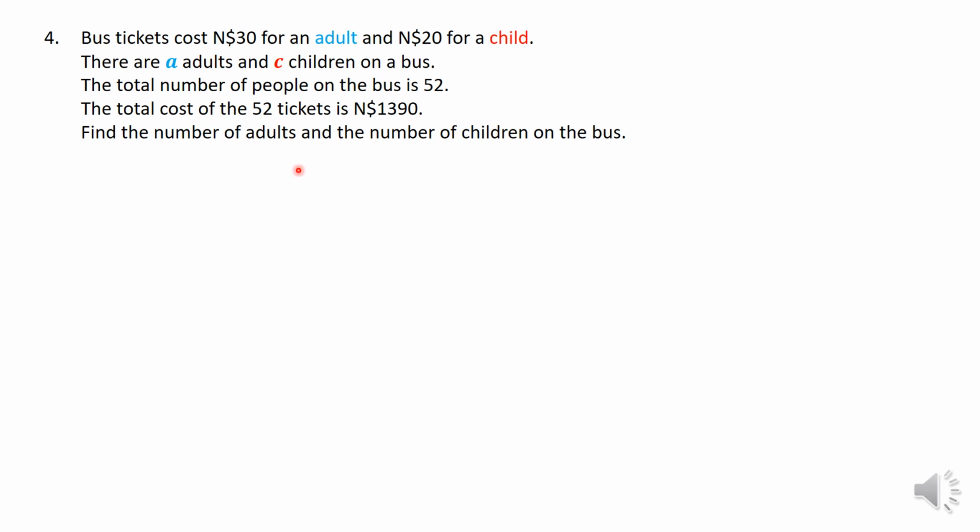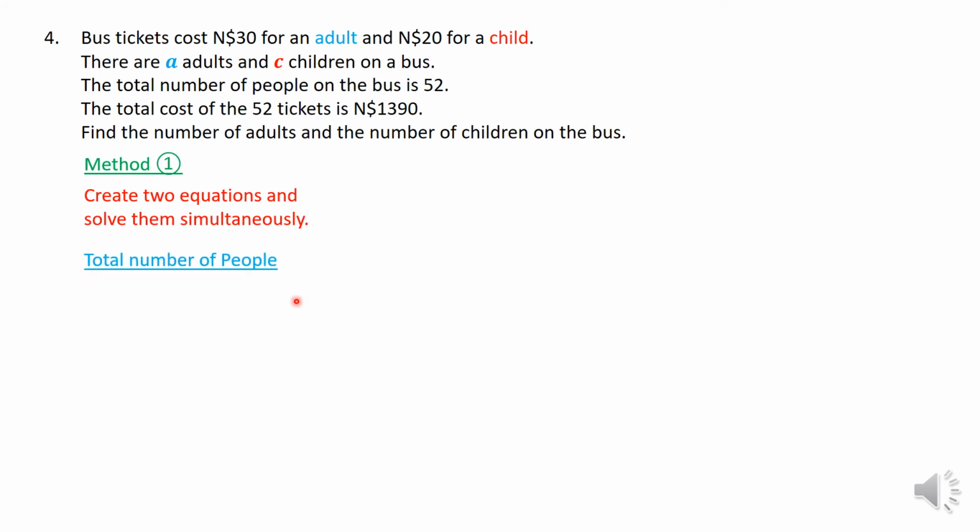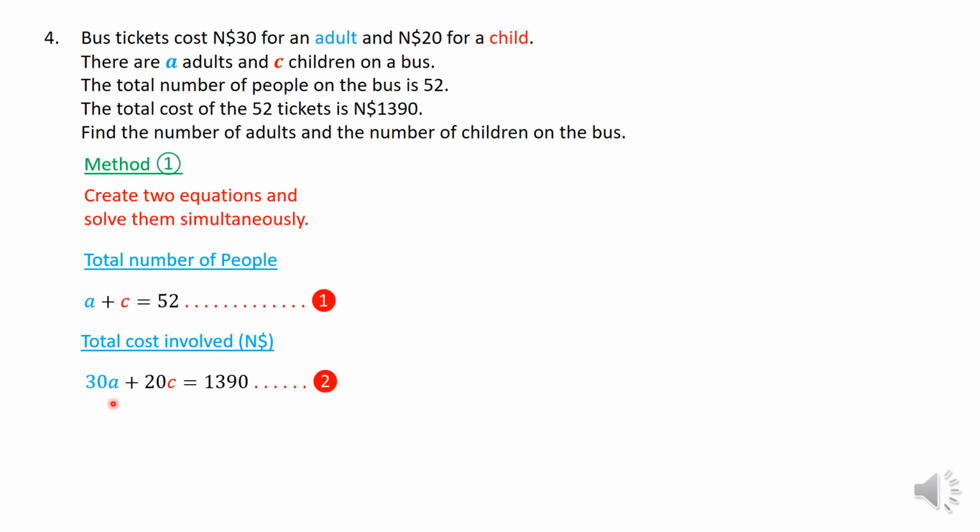Now there are ways to do that. One of the ways is, you can create 2 equations and solve them simultaneously. So I'll first consider the people. I know that the people should give me a total of 52. That is the adults plus the children. My second equation, if I look at the money that is involved, I know that the adults are paying $30, and the children are paying $20, and in total 1,390 should be collected from 52 tickets.